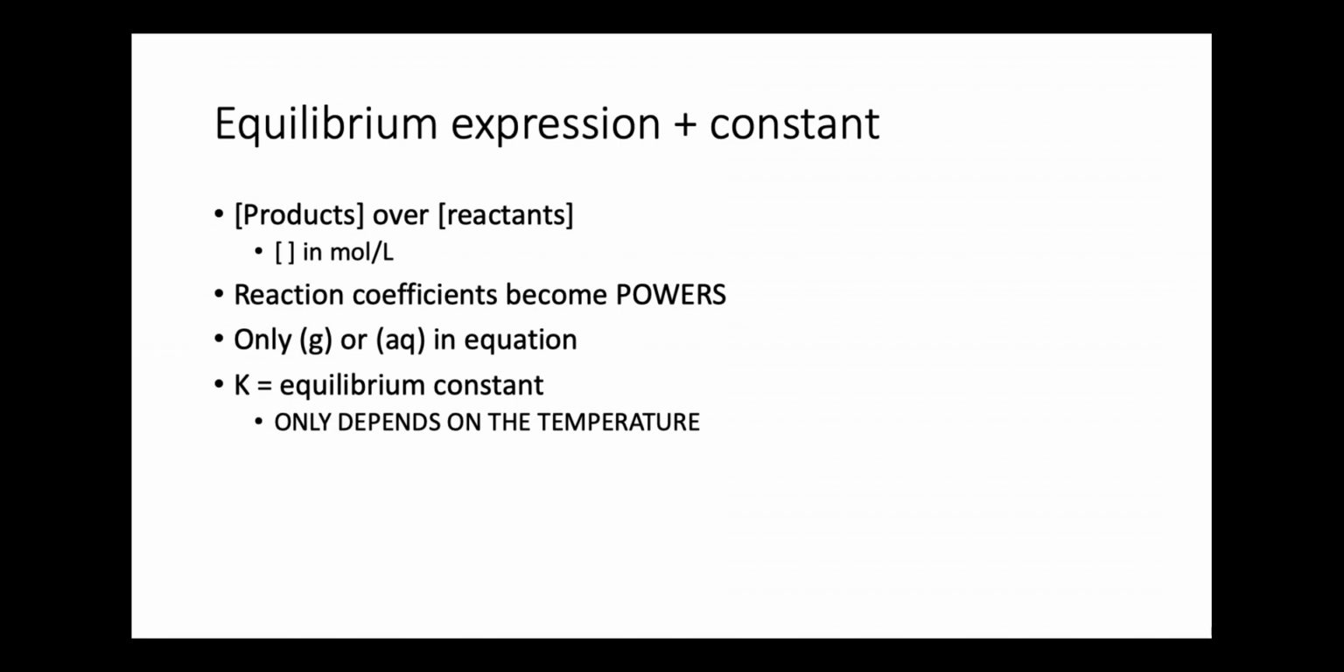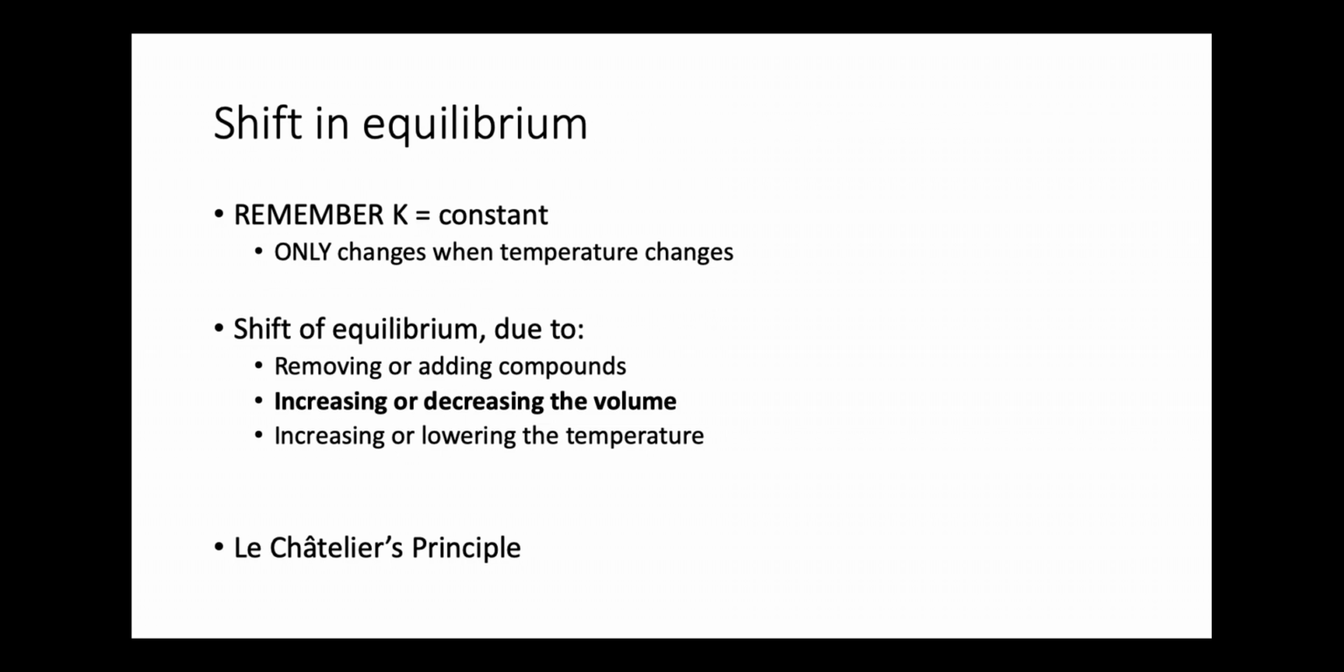So let's repeat a little bit about the equilibrium expression. Products over reactants, concentrations between the brackets, and the reaction coefficients become powers. In my equilibrium expression, we only include gases or particles that are in solution. And remember, the value K is called the equilibrium constant, and it only depends on the temperature. So it's not going to change, unless the temperature changes.